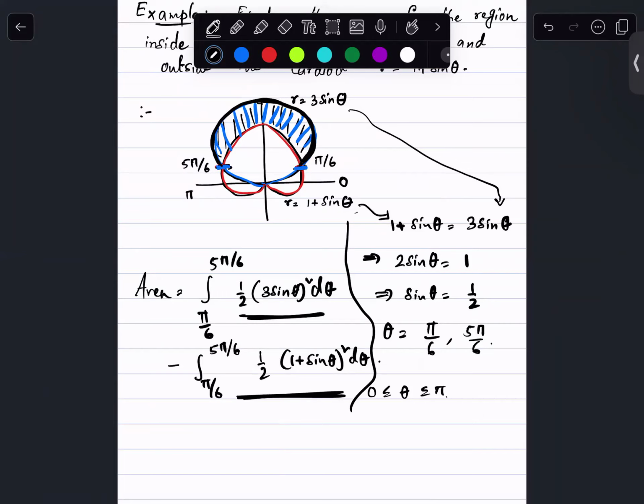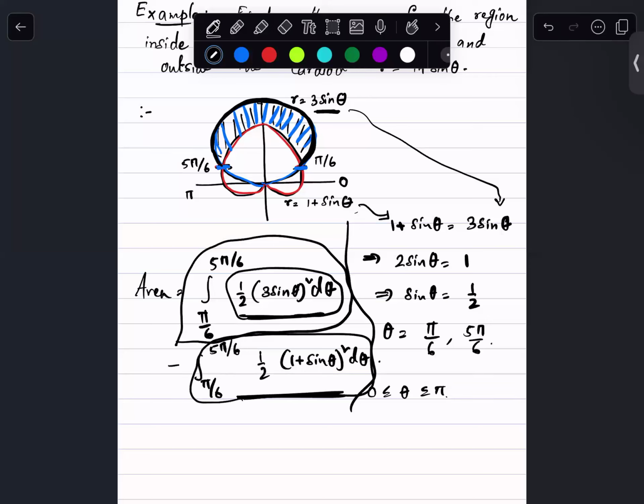is the upper curve, right? So therefore, I have taken it. So this integration will be bigger, right? Because this is the upper curve. And then you have to subtract the lower curve from it because, you know, this is the lower curve, right? Sorry, this is the lower curve. So therefore, I had to take integration of this curve minus integration of the lower curve.